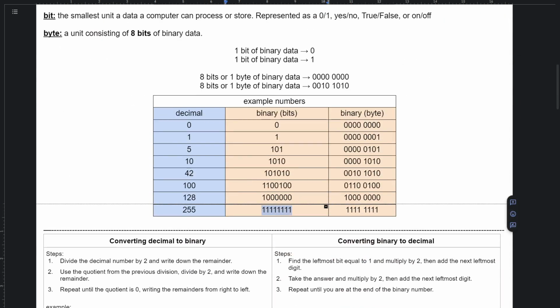And then 255, I wanted to show you this. 255 is the largest number that can be represented in one binary byte. So in 8 bits, 255 is the largest number that can be represented. So that would be 0 through 255, so that makes 256 possible numbers in a byte of binary data.